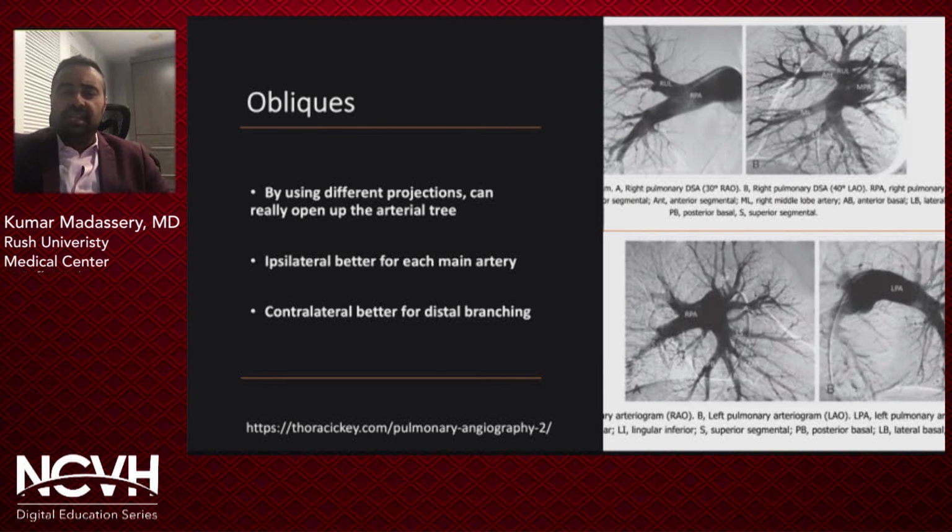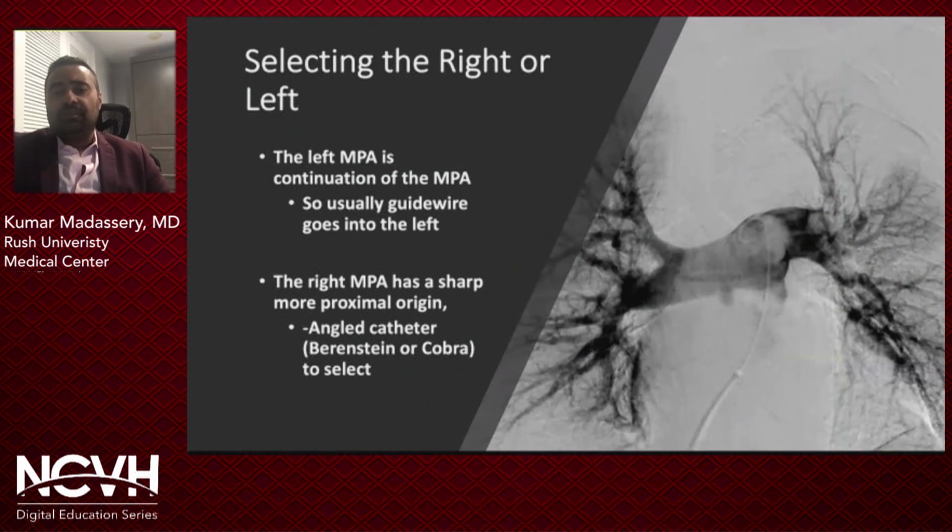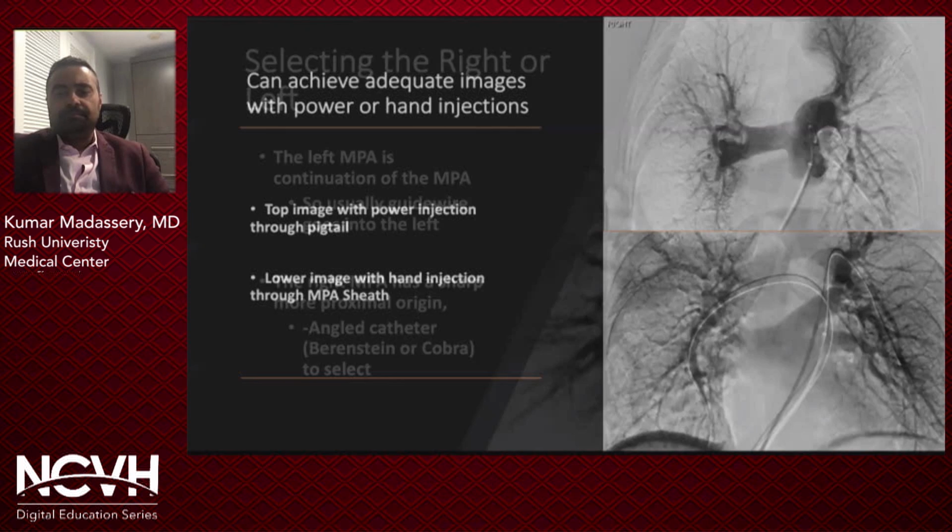You really want to understand which obliquity opens up your anatomy as best suited for what you're trying to do. One thing about selecting right or left: naturally your catheter and wire will want to go to the left main pulmonary artery because that's pretty much a continuation of the outflow tract. Once you do all that and you're trying to get to the right, what I've found helps me quite a bit is bringing a Cobra catheter or even a Bernstein, but a Cobra tends to work better for me. You've got to pull it down in the pulmonary outflow tract more than you think to get into that right main pulmonary artery, which is a little bit lower and posterior. That's just the way that works for me, but everybody has their own choices.